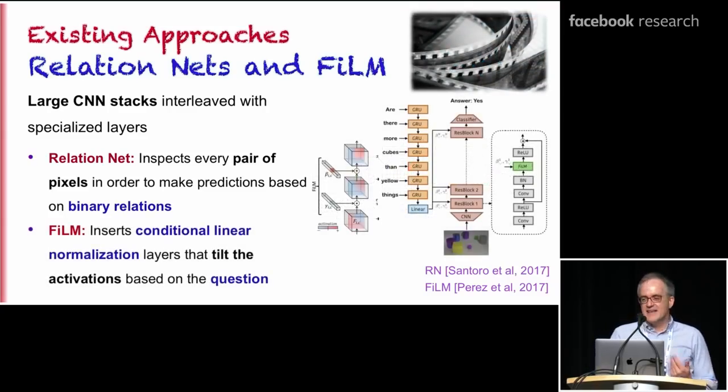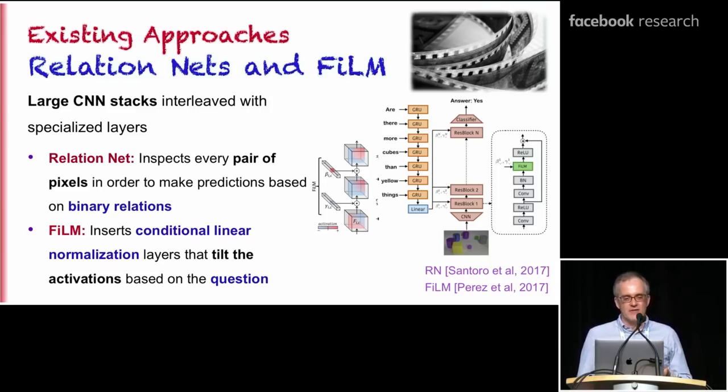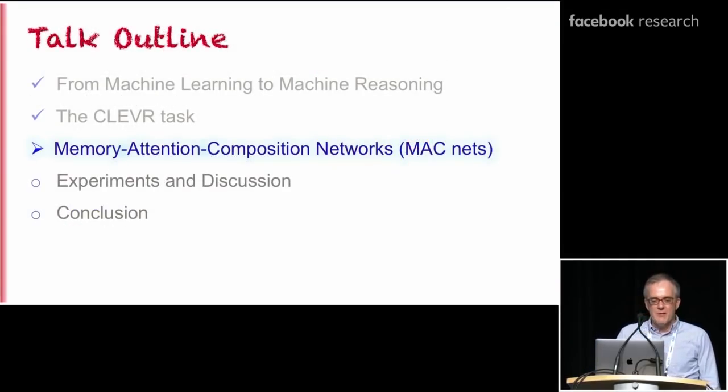And then more recently, from the University of Montreal, is the FiLM system. And it also sticks layers inside the convolutional network stack. But this time they're kind of like a controllable normalization layer where the processing of the question tilts the normalization that happens between the layers. It's a little bit harder to get an intuitive sense as to why that's a useful thing to do, but it is. Okay, but now what I want to do is move on and tell you about the memory attention composition networks that we've designed.